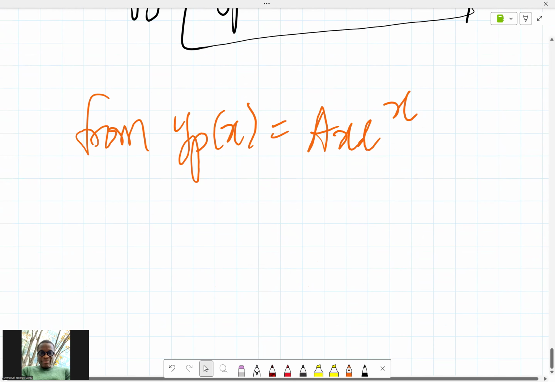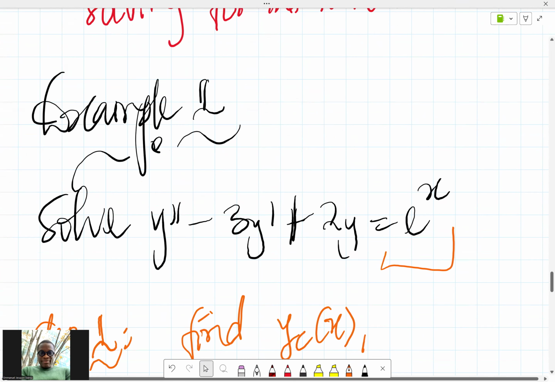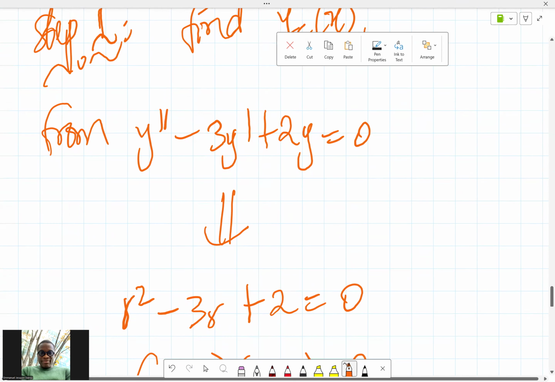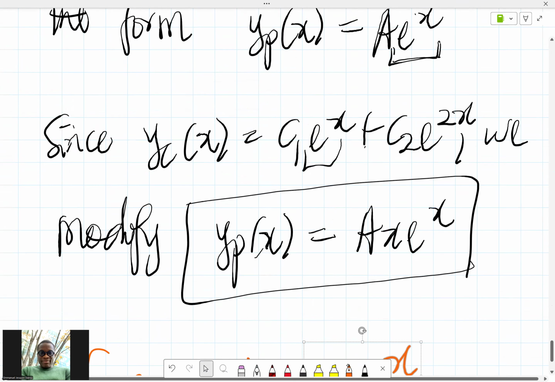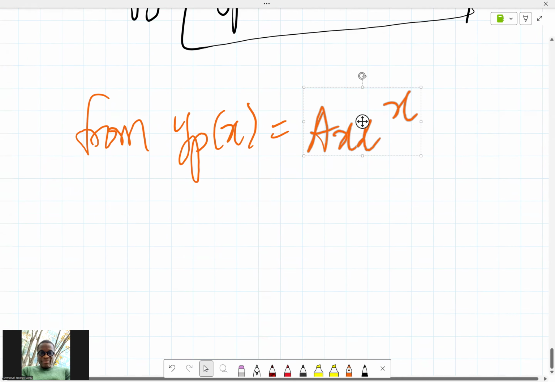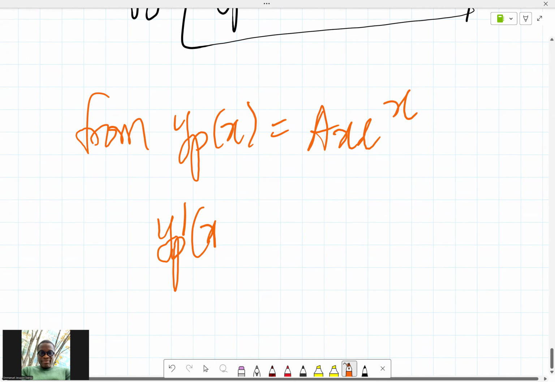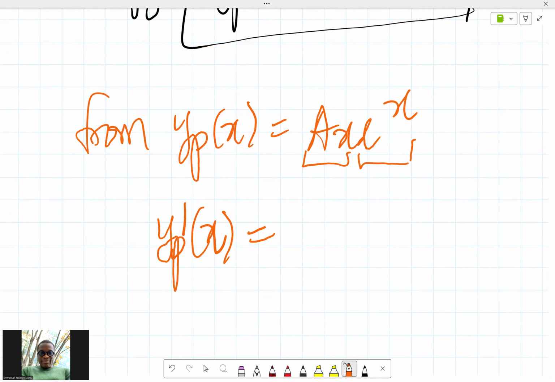If you look at the original expression, we need the second derivative, the first derivative, and the ordinary y. So this is the ordinary y now, yp of x, A x e raised power x. We now need yp prime of x, and this is like product rule. If you differentiate x first, you have A e raised power x, and when you differentiate e raised power x, you get e raised power x again, so you get A x e raised power x. That's what we have for yp prime.